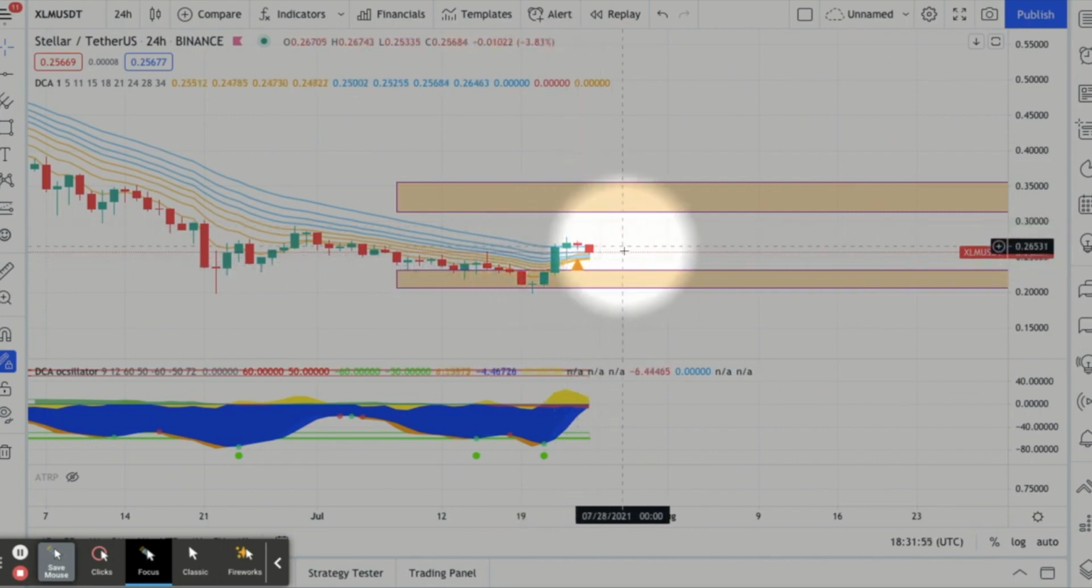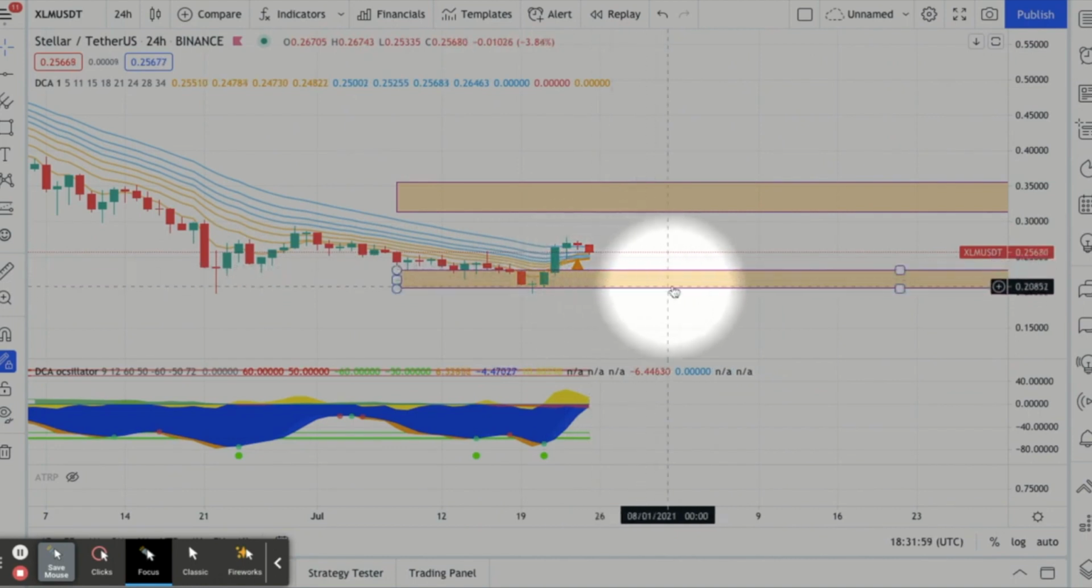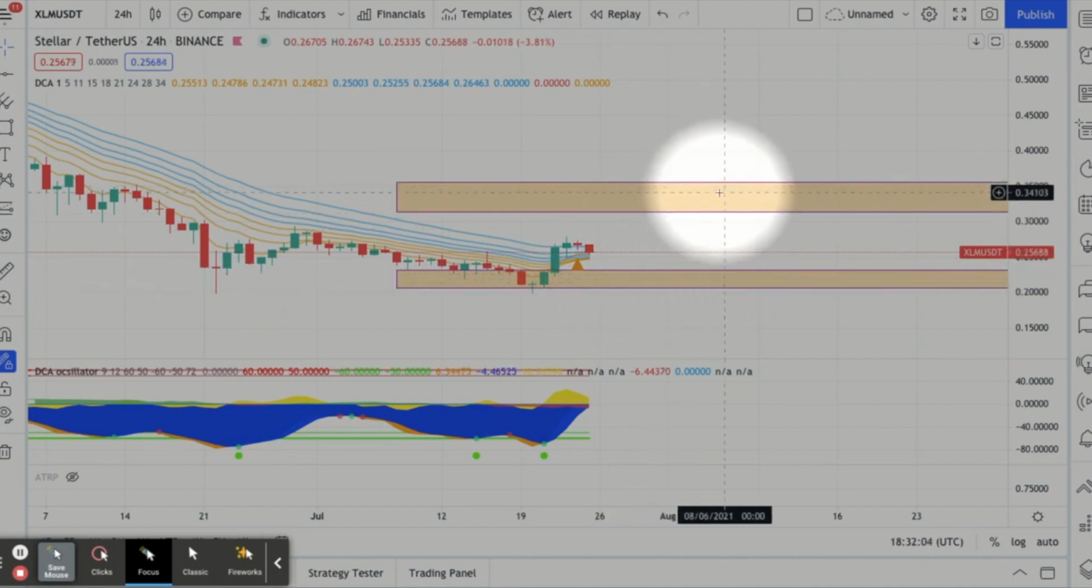Like I said, I'm going to reverse grid down. Hopefully it gets all the way down into this zone down here, and it comes all the way back up. Okay, all right, everybody.